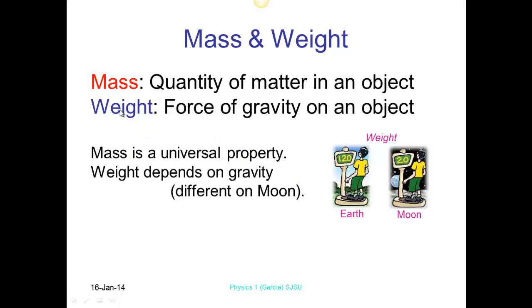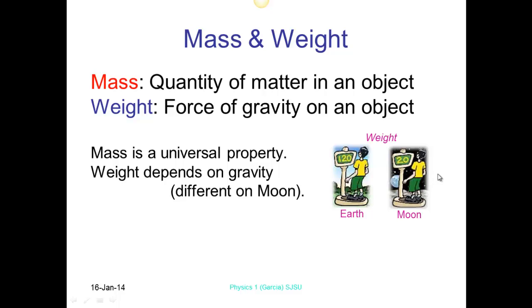Now, we've talked about this I think already, but mass is the quantity of matter in an object, alright, and so the weight is the force of gravity on the object. So mass is a universal property, and weight depends on the gravitational field. So we talked about Earth. If you're 120, I think it's 1/5 or 1/6. It is 1/6. So you're 120 pounds or kilograms. On the moon, you'll weigh 20 kilograms.